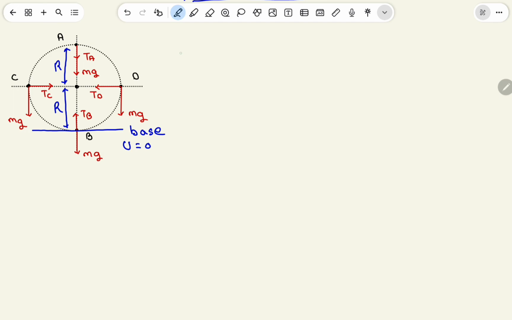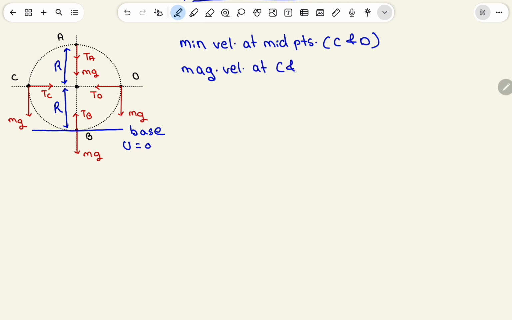Now the last point remains, that is the minimum velocities at the midpoints, which are C and D. The magnitude of the velocities at C and D is the same, but the directions are opposite. Which means that if the particle is moving upwards at point D, it will move downwards at point C.